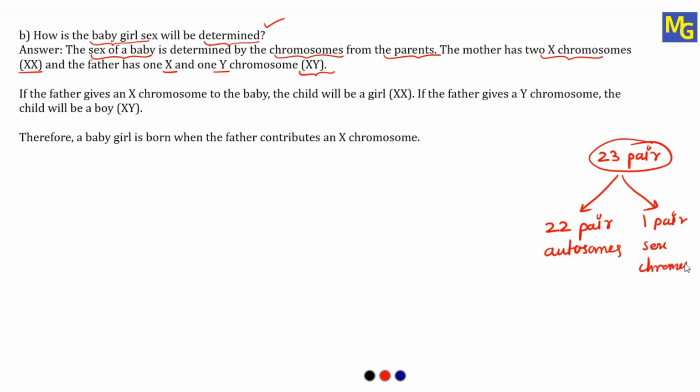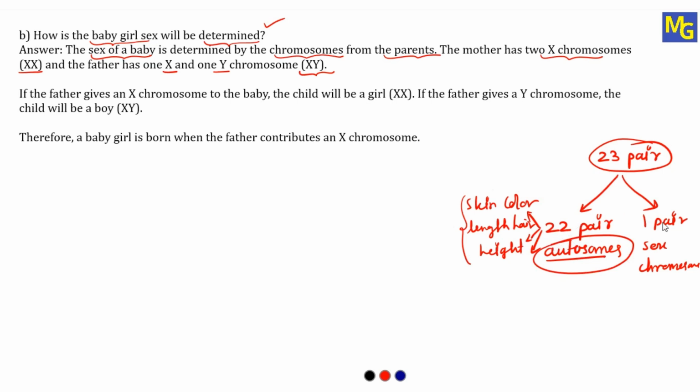What do we mean by autosomes? These are the chromosomes which help the individual decide the normal characters, like skin color, length of the hair, or height, etc. These are all normal characters passed from one generation to the next, and they are all controlled by the autosomes. But whether the new individual will be a boy or a girl depends on the sex chromosome, and it is 1 pair.